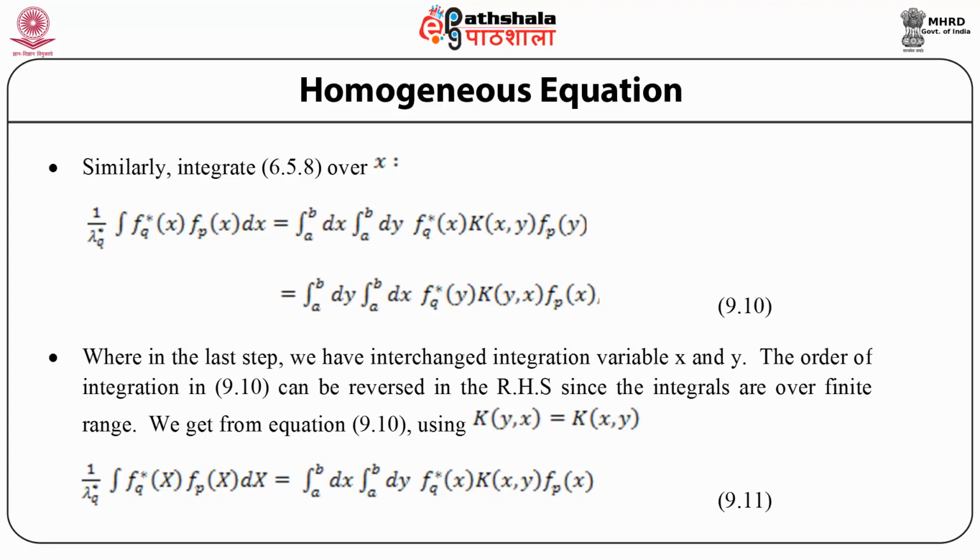Then, using the fact that k(x,y) is equal to k(y,x), we get now 1 upon lambda q star multiplied by the integral of q star(x) f_p(x) dx is equal to a double integral, or two-dimensional integral, over dx and dy over the range a to b of f_q star, k(x,y), f_p(x).